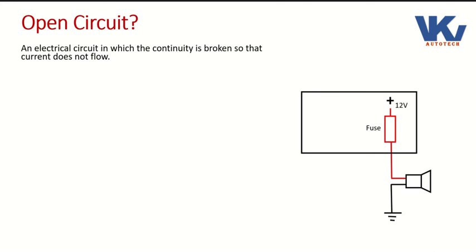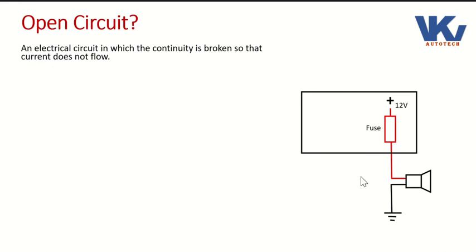So first point to discuss is about the open circuit. What is open circuit? Open circuit is basically a break in the wire. So the wire gets cut at one point so that continuity or the current will not pass from one point to another point. So it's a complete breakup of that wire. It is known as an open circuit.